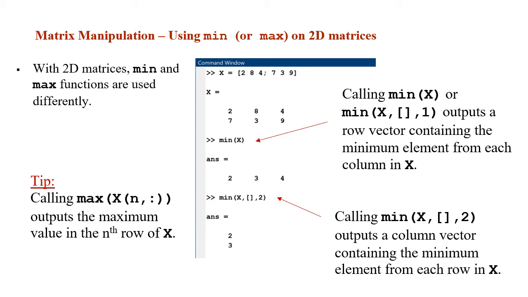Here we have a tip that combines some of the commands we've learned so far. If we're interested to find the maximum, for example, value in the nth row of x, we can simply call the command max x n comma colon. Notice that the input here for max is actually the nth row in x. So it's a 1D array, and we're trying to find the maximum value in that 1D array.